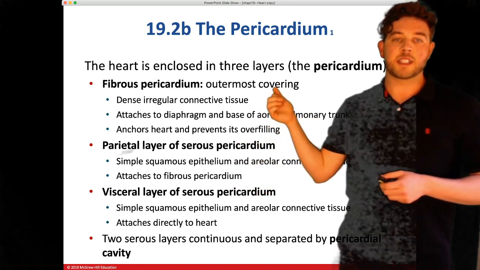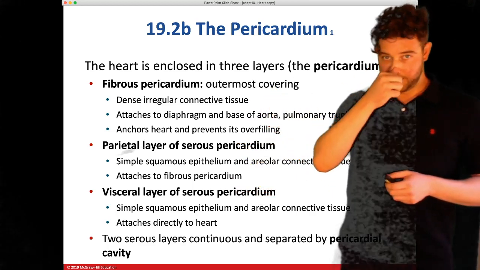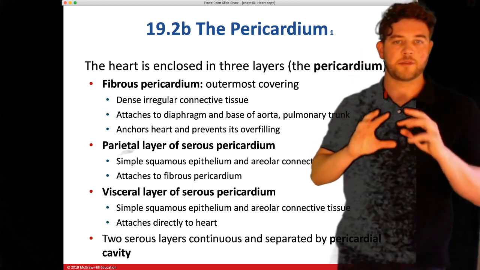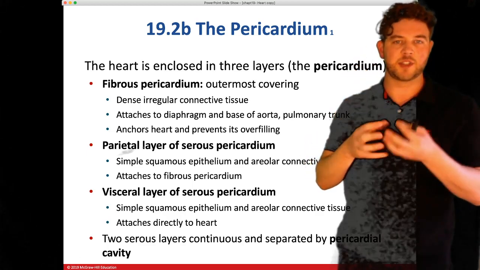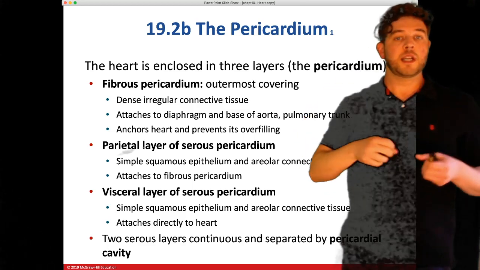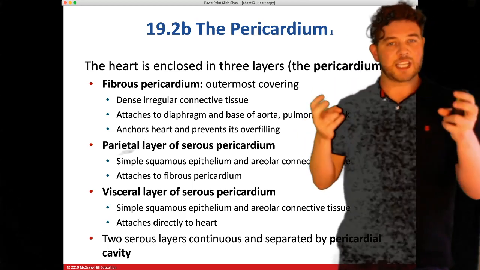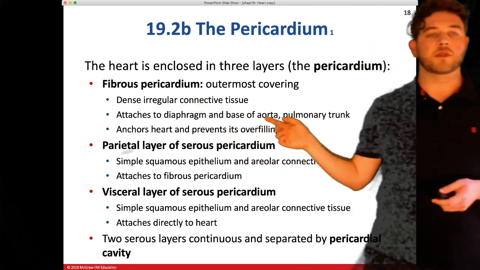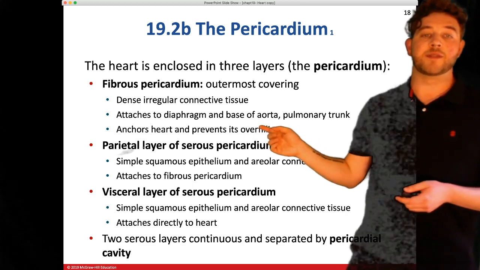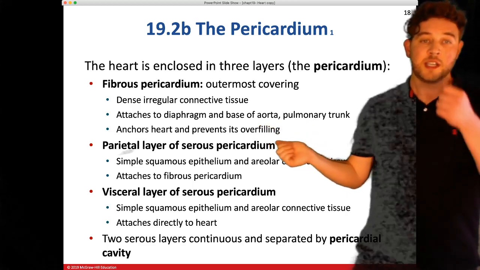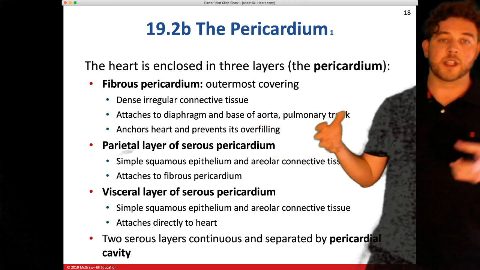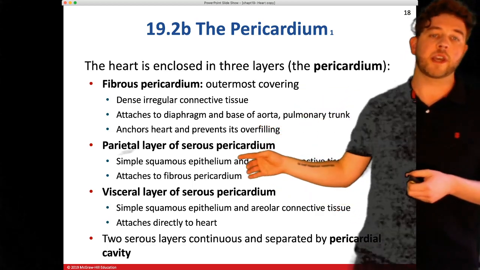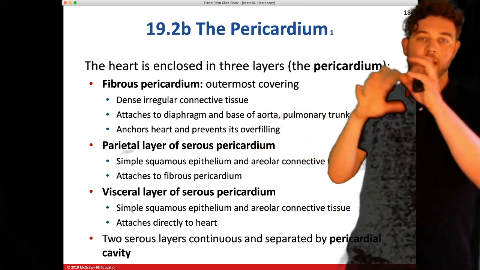The fibrous pericardium is the outermost covering of your heart, and it's exactly what you kind of think. You'll see it when you do your APR lab stuff, but it's essentially just like whitish connective tissue that covers the heart that you have to cut through to actually get to what you would think of when you see the heart. So it's dense, irregular connective tissue, attaches to the diaphragm and the base of the aorta, as well as the pulmonary trunk, and it anchors the heart and prevents its overfilling. So it provides a boundary so the heart doesn't overfill and stretch out. Okay, so that's the fibrous pericardium, the outermost covering.